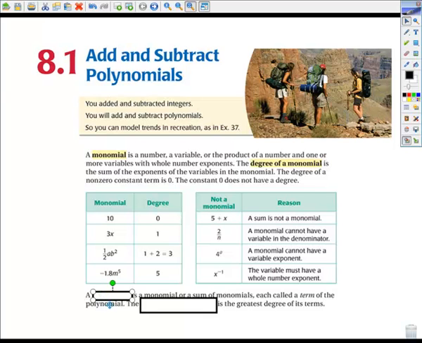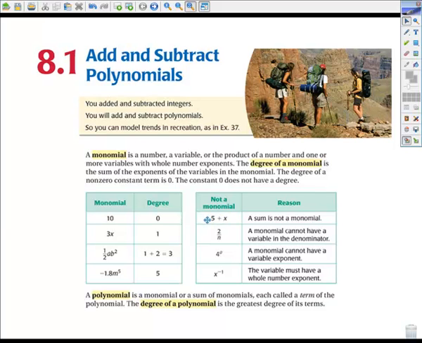So when you have monomials that are hooked together by addition or subtraction, we call those polynomials. Poly means many, mono means one. So a polynomial is a monomial, or the sum of monomials. Each of these is called a term of the polynomial. And the degree of the polynomial is the greatest degree of its terms. So you look at all the terms, whichever one has the highest degree wins the degree of the polynomial.